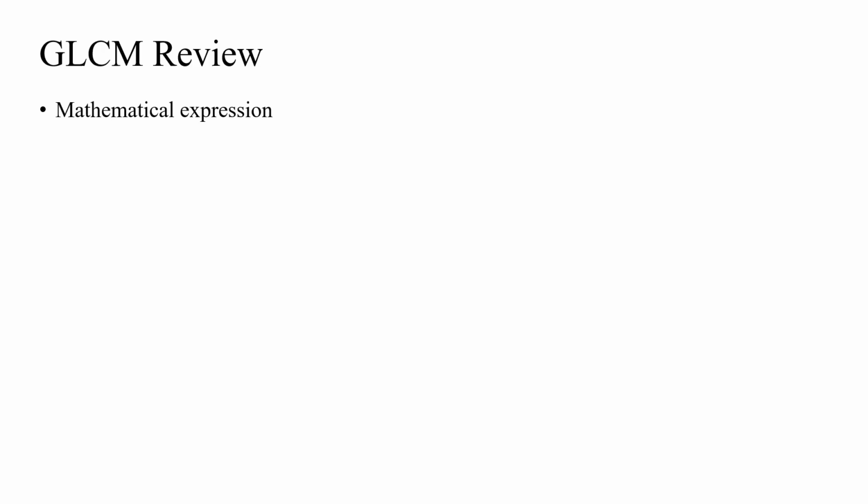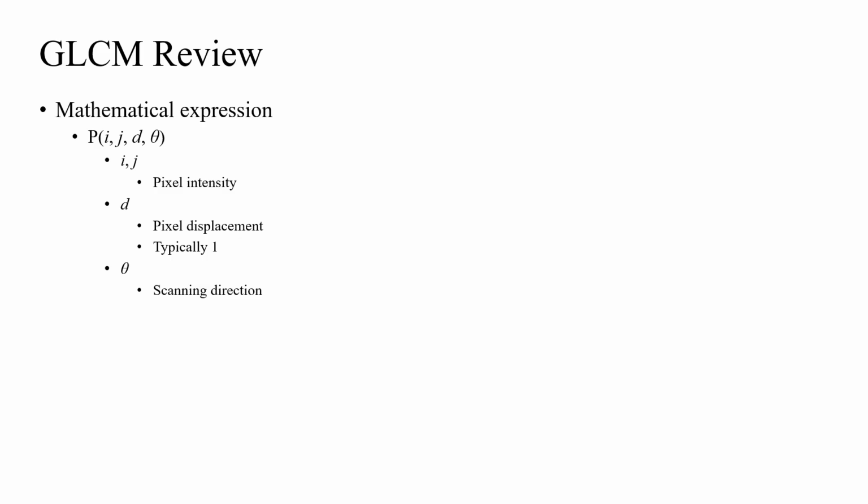GLCM can be mathematically expressed as P of i j, d, theta, where i and j represent pixel intensities or the grade levels of two pixels in a pixel pair. D represents pixel displacement, or the distance between two pixels that can be considered as a pair, which is typically 1, meaning two adjacent pixels are considered as one pair. And theta represents scanning directions, or the direction along which the pixel pairs lie. Common scanning directions include 0 degrees, 45 degrees, 90 degrees, and 135 degrees.